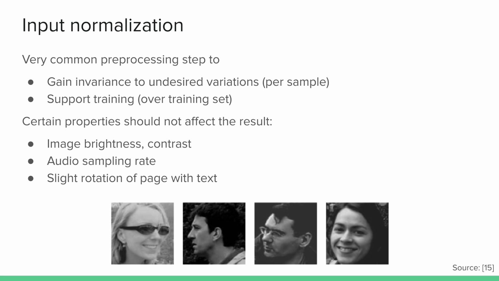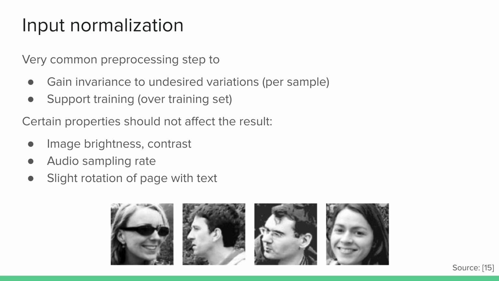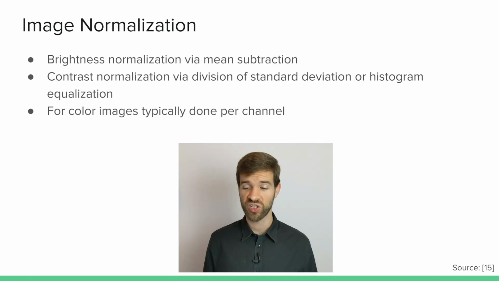So here you see an example of people who are not normalized, and once we normalize our input for the brightness and the contrast, they all look, at least to me, much more homogeneous. Image normalization, let's talk about how you can actually implement what I've just showed you.